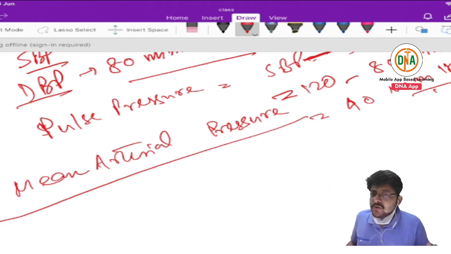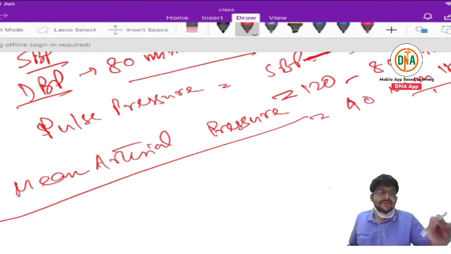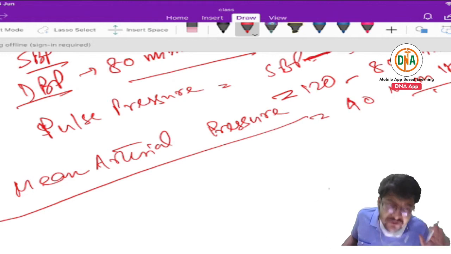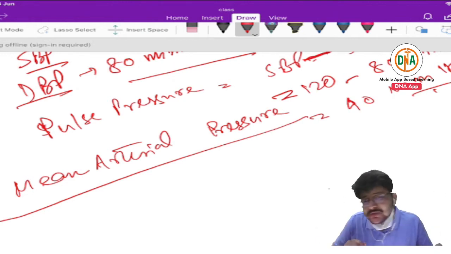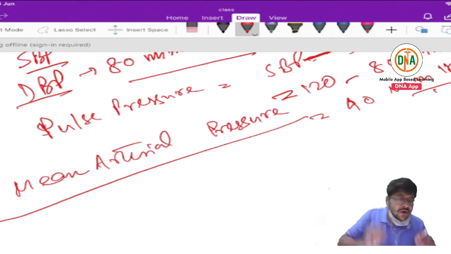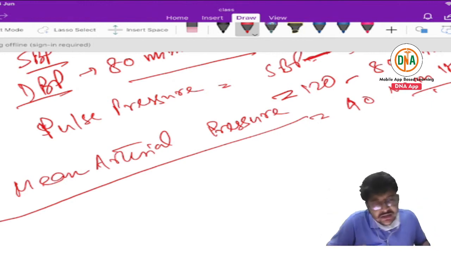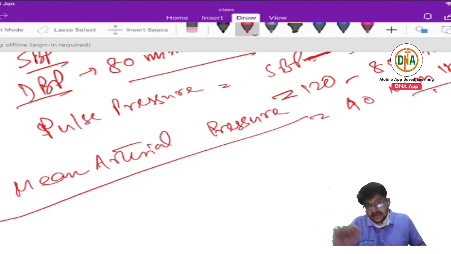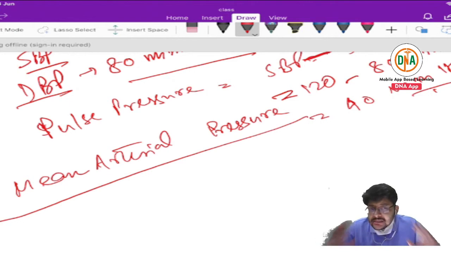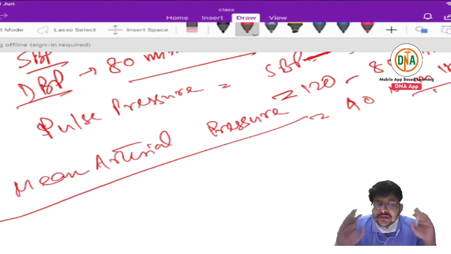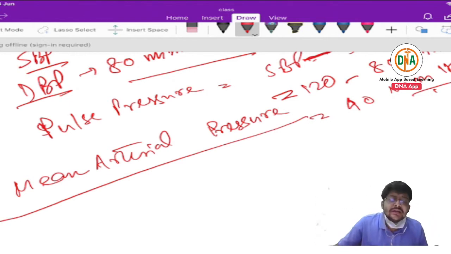Atrial systole is for 0.1 second. Atrial diastole is for 0.7 second. Ventricular systole is for 0.3 second. Ventricular diastole is for 0.5 second. So any particular observation that you can find over here? The observation is diastole is longer than systole. It means the CVS, cardiovascular system, is more in diastole than in systole.